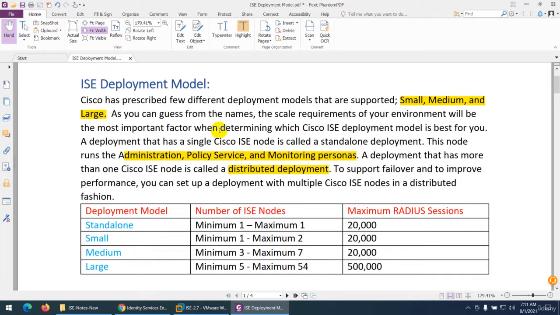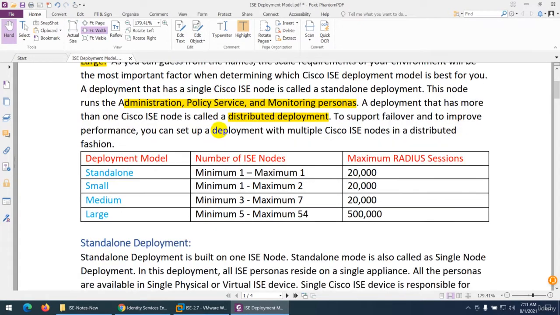So definitely it will improve the performance, because you are running more than one ISE node to distribute the personas, to distribute the roles, to provide a backup solution. So in short, we have two types of deployment: standalone and distributed. Standalone runs each and everything, no backup solution, nothing, and in distributed you are running more than one box.